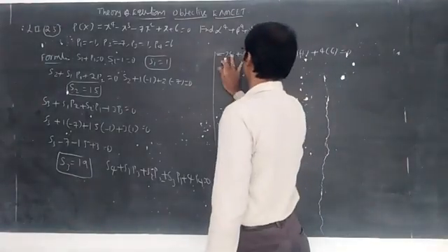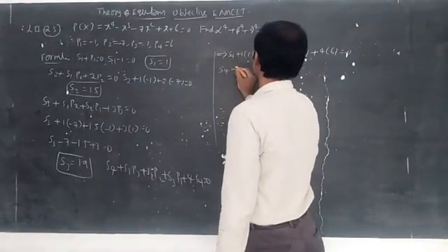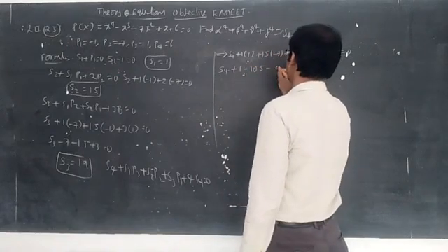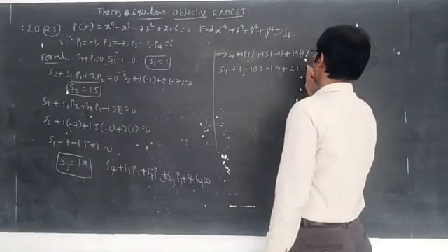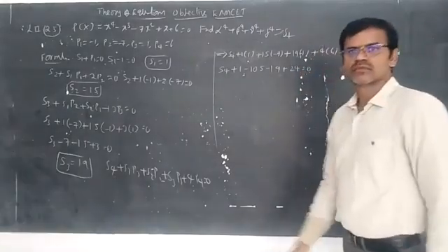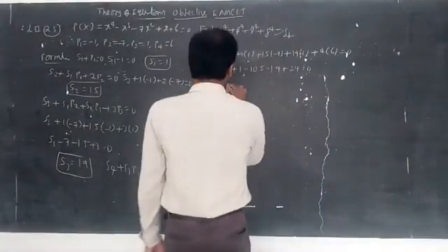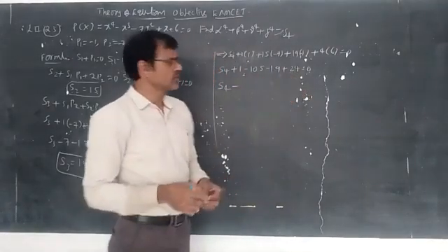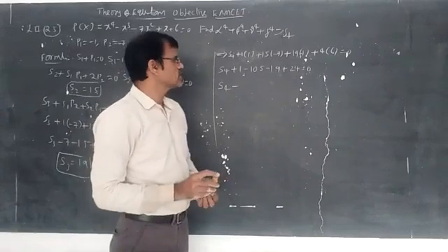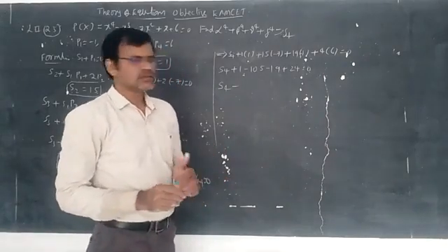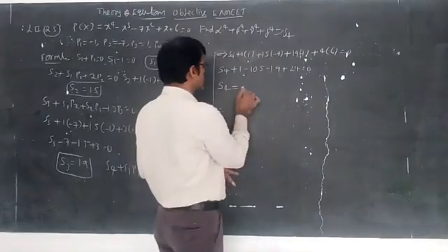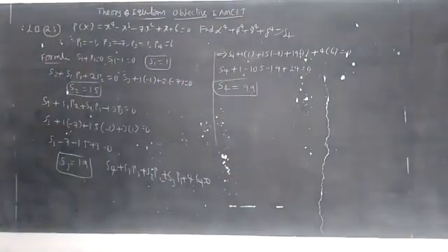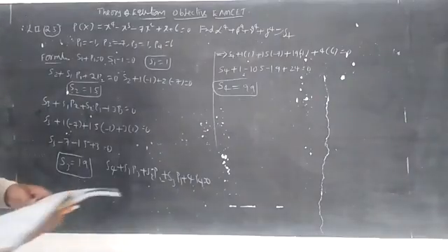So now S4 plus 1 minus 105 minus 19 plus 24 equal to 0. So S4 minus, this is 1 plus 24, 25. 25 minus 105 becomes minus 80, minus 80 minus 19 becomes minus 99. So S4 is equal to 99.